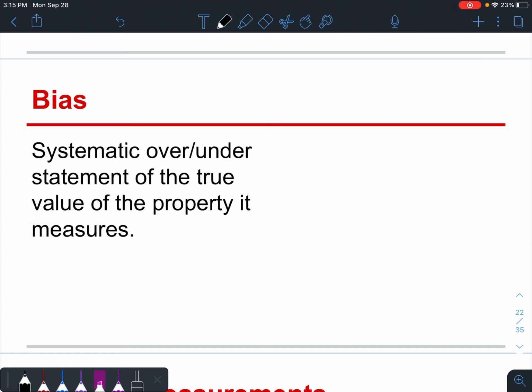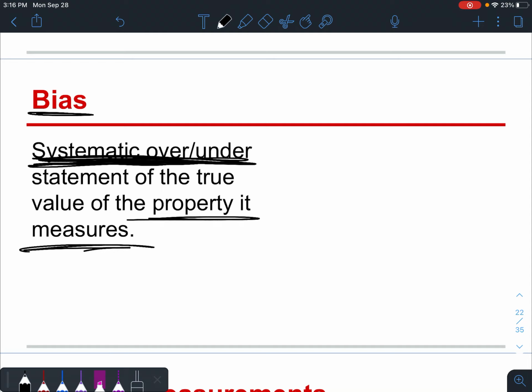Bias, this is going to be a systematic over or understatement of the true value of the property it measures. So bias, systematic, it repeatedly happens. It is repeatedly over or understating the true value of the property it measures.